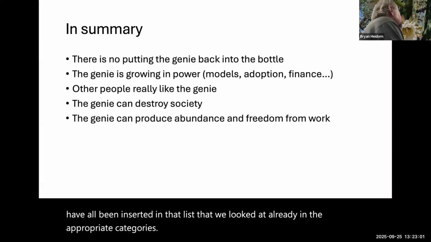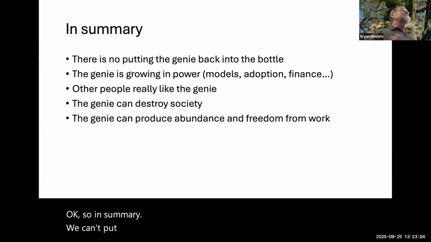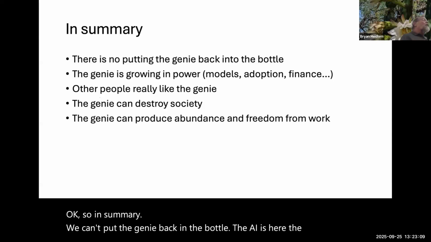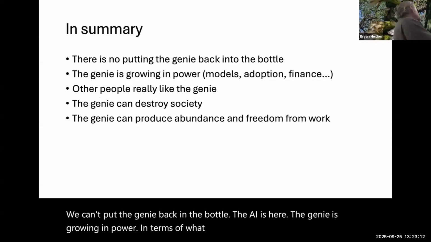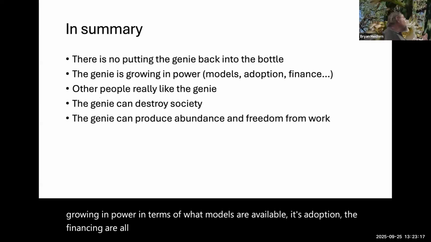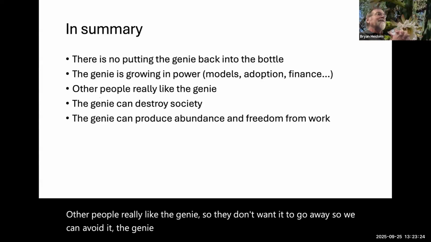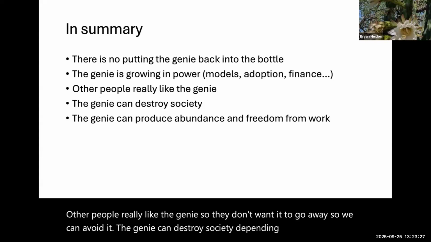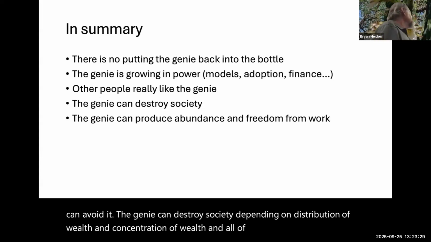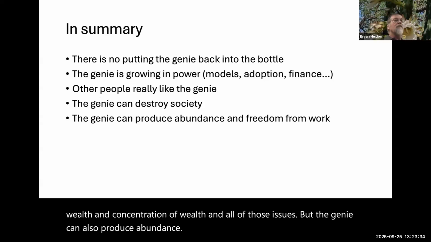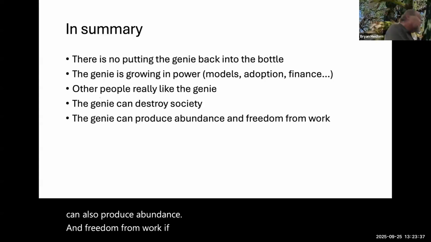Okay, so in summary, we can't put the genie back in the bottle. The AI is here. The genie is growing in power in terms of what models are available, its adoption, the financing are all growing. Other people really like the genie, so they don't want it to go away, so we can't avoid it. The genie can destroy society, depending on distribution of wealth and concentration of wealth and all of those issues. But the genie can also produce abundance and freedom from work if we do it right.